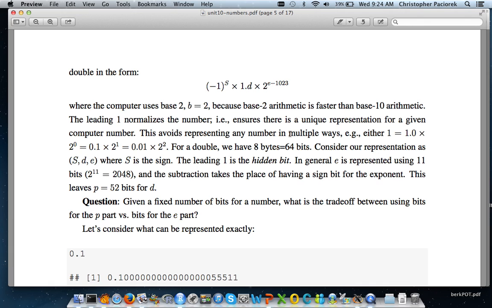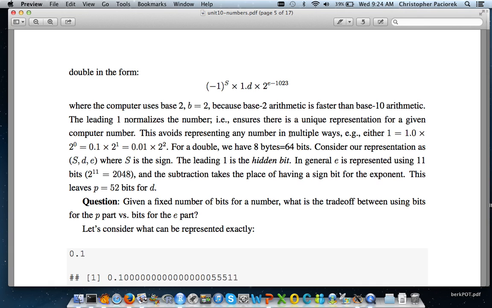Okay, so the 1 is there and it's sort of hidden. We don't usually think about it. We just know it's there by default, the 1 here. Okay, and then in general, the choice was made as people were developing computers at different stages of how to represent numbers, to represent the E with 11 bits, and then to use 52 bits to represent the D part.